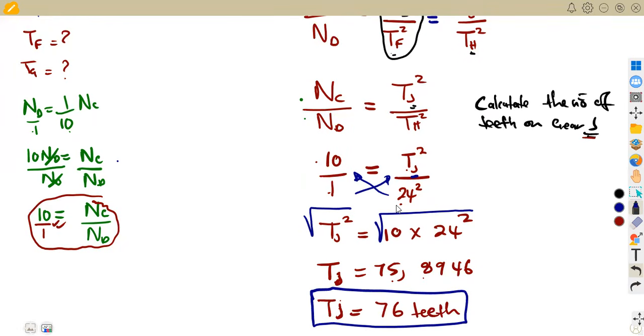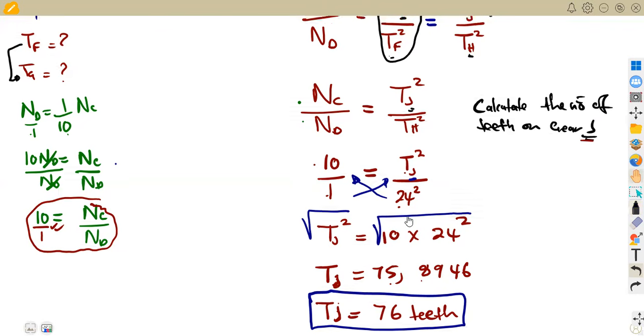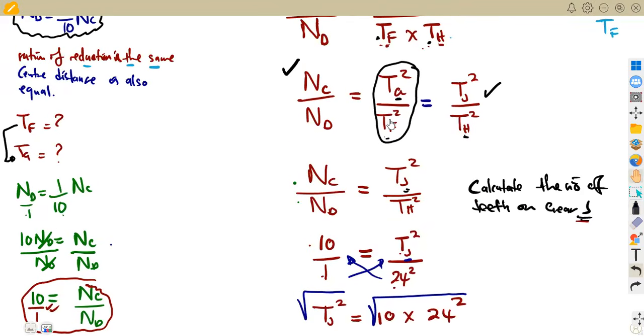But is it what we are asked? No, this is not what we are asked. The question needs us to calculate the number of teeth on gear F and gear G. But we are limited in this formula. We are limited in using TG and TF because we do not have these two. But we can calculate TJ, because we have got TH, so we can use the last ratio.